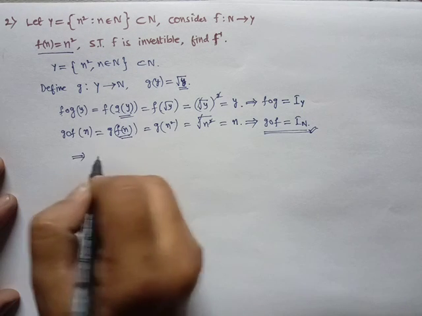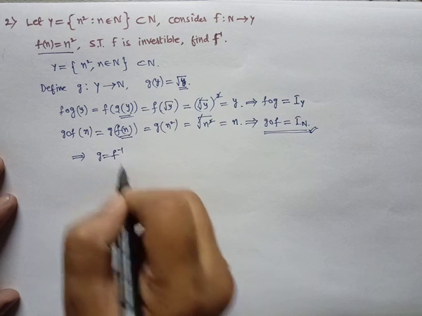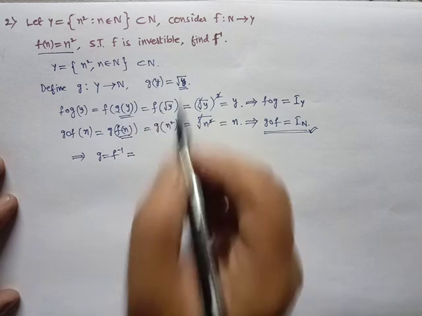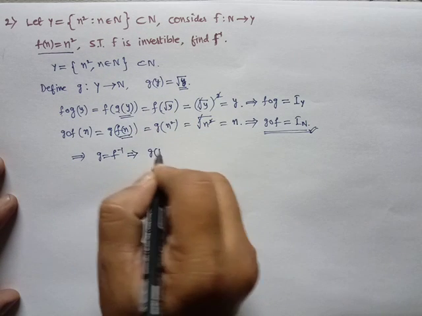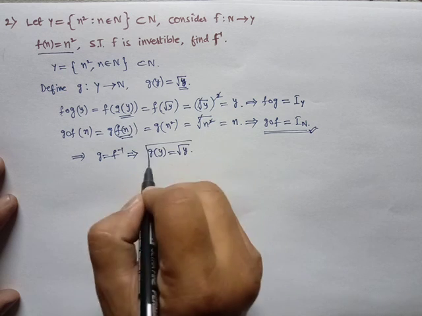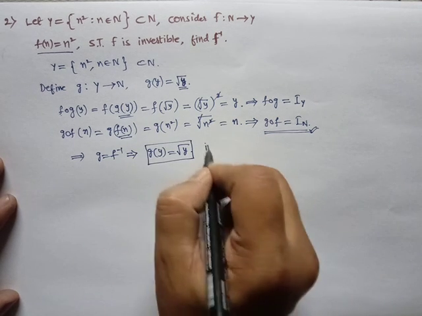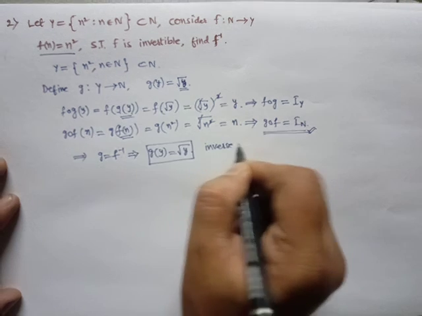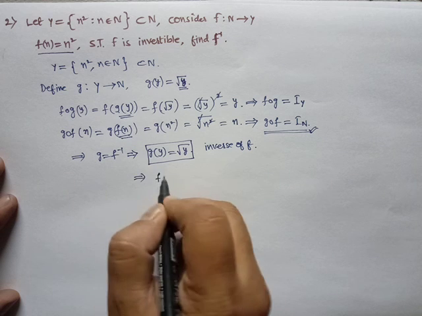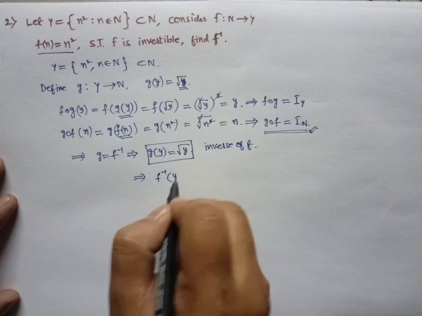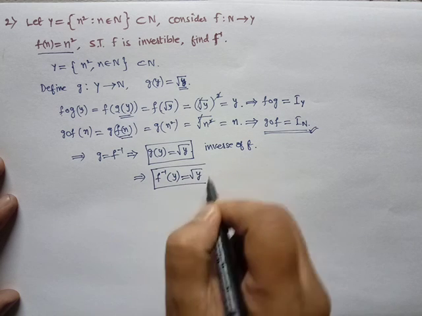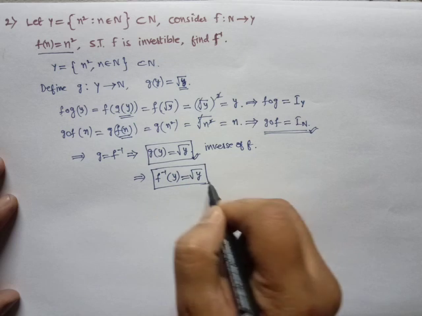This implies G is called the inverse of F, and it is defined by G of y is equal to square root of y. This is your inverse of F. And if you want to write it in terms of F inverse, F inverse of y is equal to square root of y. These both things are the same.